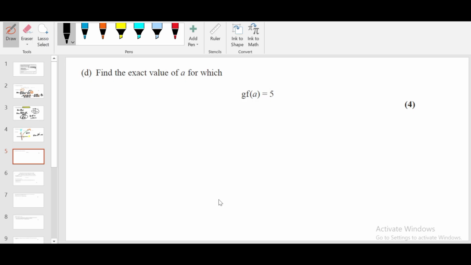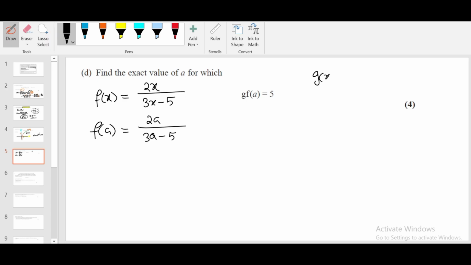Part D now. Find the exact value of a for which g of f of a is equal to 2. Basically they want you to solve this equation. We know f of x is equal to 2x divided by 3x minus 5, so f of a would be 2a divided by 3a minus 5, replacing x by a. And we know g of x is equal to 3 plus 2 ln x.